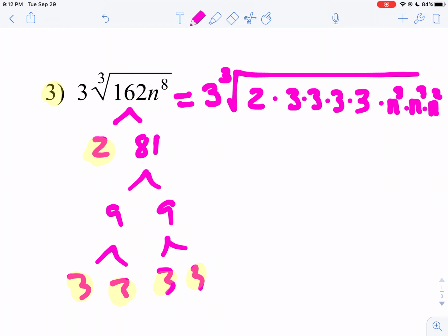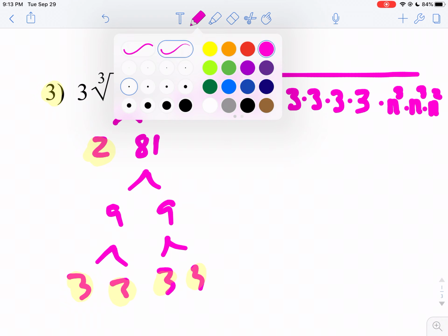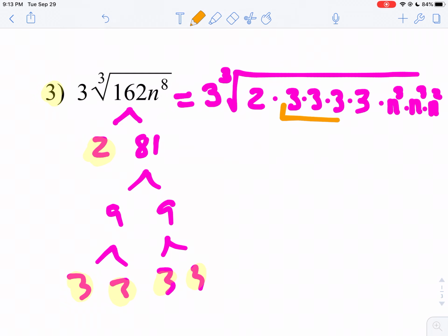All right, so that's the same thing as n times n times n 3 times. Okay, so you know there's a group of 3 right here. Okay, there's a group of 3 here. All right, or if you want to, again, just write all the 8 n's. Okay. All right, so we're looking for the third root. We're looking for 3 of a kind. So I see one group right here. I see one group here and one group there.